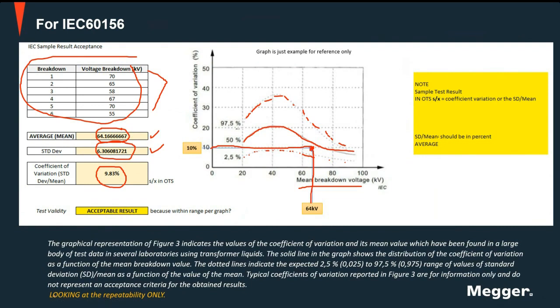So this is looking at the repeatability only. For example, if the dot falls over here, then it means you need to repeat your test. There must be something wrong with your oil. Maybe there are some contaminants floating that pass through the middle of the electrodes. So it's not correct. You need to repeat the test. But on the other procedure, you need to continue the test with, if I'm not mistaken, an additional 6 breakdowns to have 12 breakdowns. If I'm not mistaken.